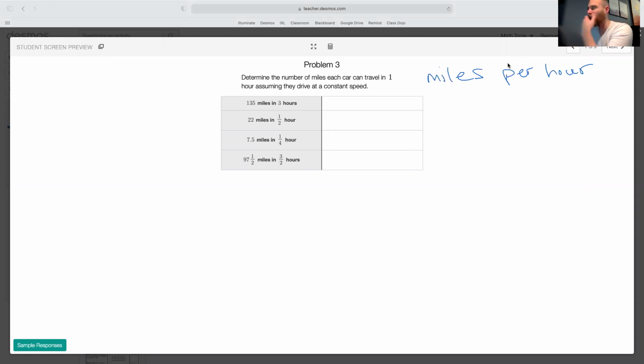Miles per hour. And if you're in Mr. Thomas's class, you know that the word per almost always means divided by, especially when you're trying to find a rate. It's guaranteed to mean divided by when you're trying to find a rate, which is what miles per hour is, right? It's a rate of speed. So literally just take the miles and divide by the hours for each of these.